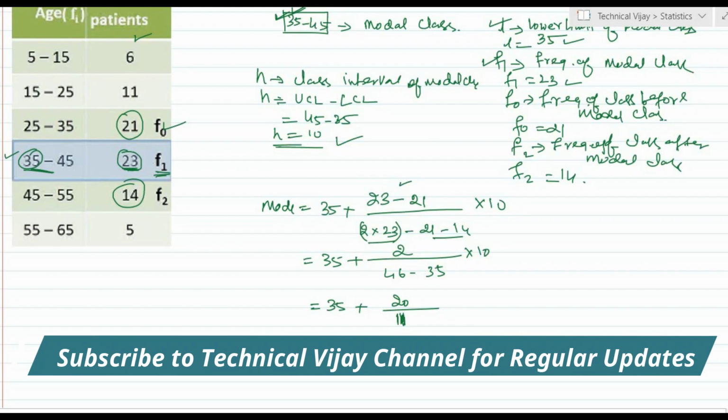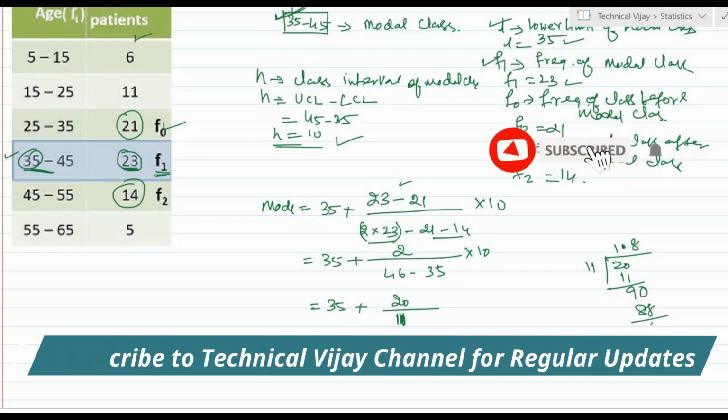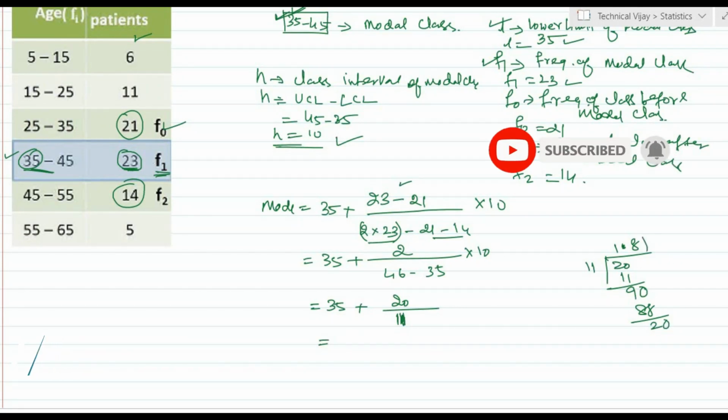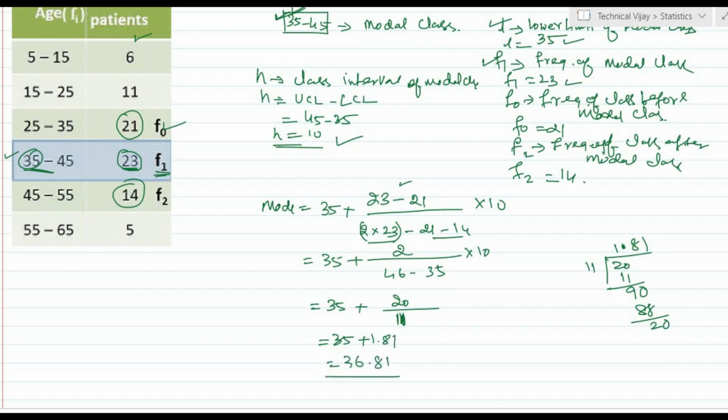Okay. Now here we can find out 20 by 11. 11 ones are 11. Here 9 is remaining, 90. 11 eights are 88, that is 2. And here 0 again, 1.81. 35 plus 1.81 is equal to 36.81. This is the mode. Okay, we will go for the next one.